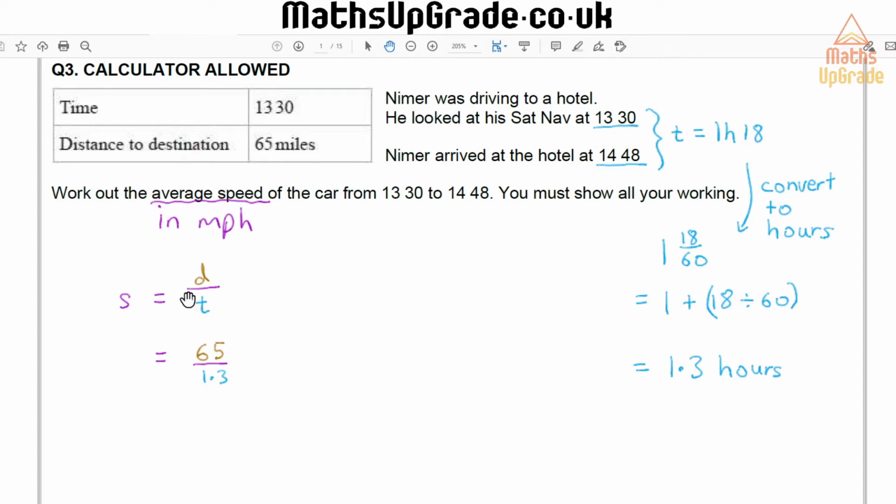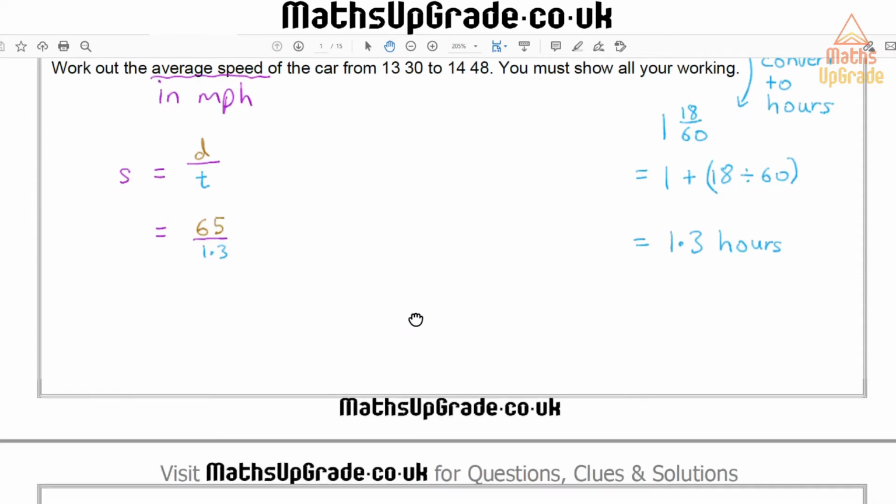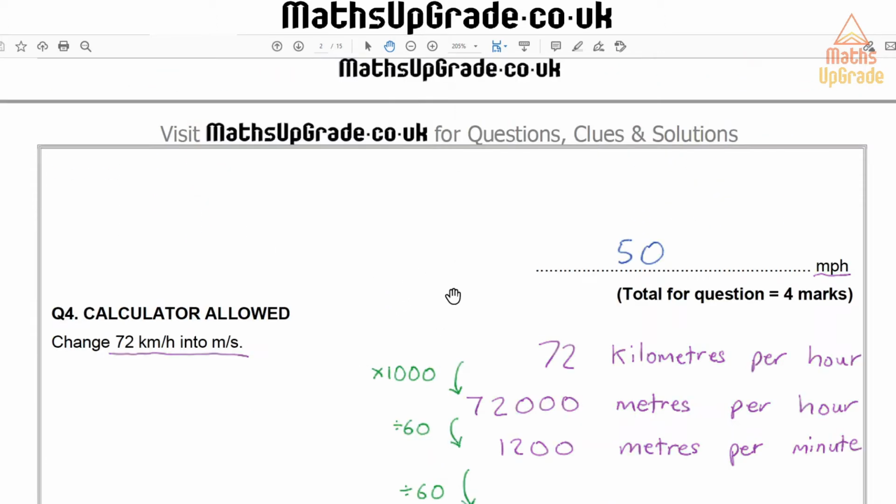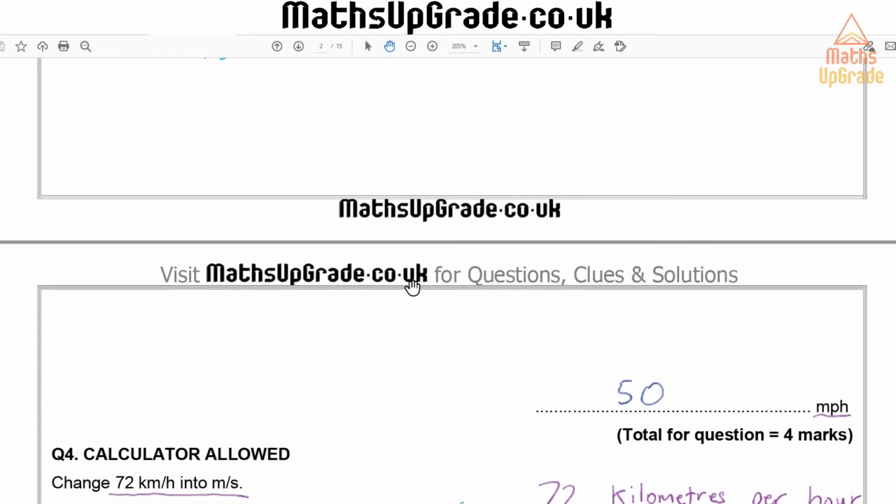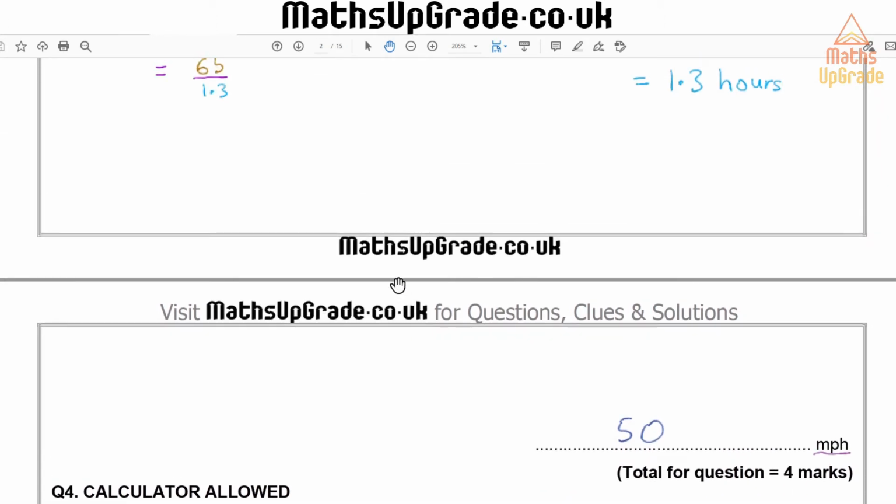Now to find the speed, I can just do the distance, 65 miles, divided by the time in hours. That would be in miles per hour. So that is therefore going to be 50 miles per hour. That whole question there is worth 4 marks.